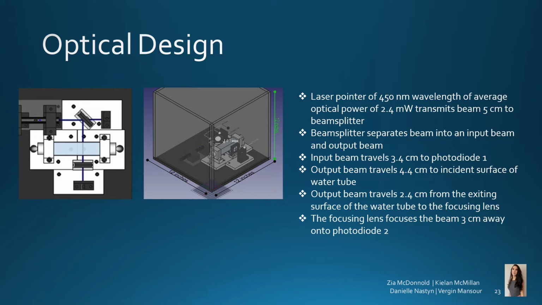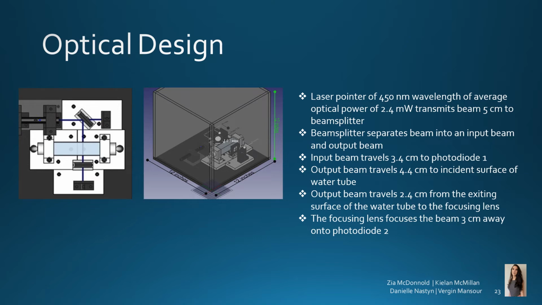The output beam is the reflected beam from the beam splitter that travels 4.4 centimeters to the first surface of the water tube. The beam then exits the water tube and travels 2.4 centimeters to the focusing lens. The lens focuses the beam 3 centimeters away onto the photodiode 2 for the output intensity to be detected. By detecting the input and output intensities, we can find out how much of the light was absorbed by dividing the output intensity by the input intensity.